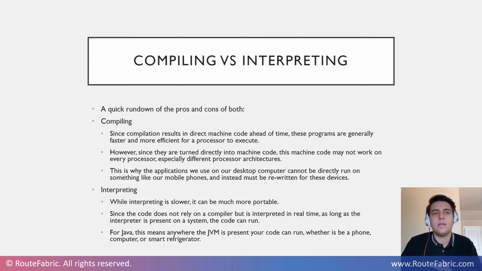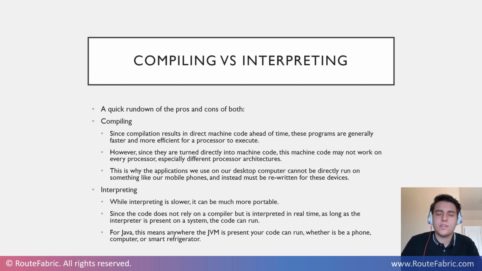It just goes straight to it. There's no middleman. So this is both a pro and a con, really, because since these are turned directly into machine code, this means that this machine code might not work on every processor, especially processors of different architectures. So your processor has a set of instructions it can execute. Your machine code is basically telling it which instructions to execute.